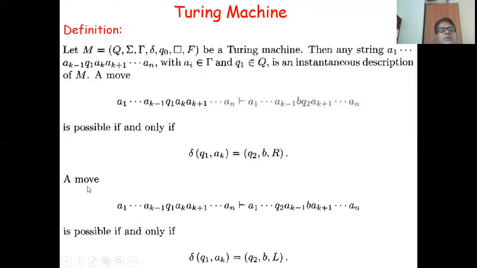Similarly, we define the left move. A move A1 ... AK minus 1 Q1 AK plus 1 ... AN gives A1 ... Q2 AK minus 1 B AK plus 1 ... AN. This is possible if and only if we have the transition function delta Q1 AK is equal to Q2 B L. So Q1 is reading AK, it replaces AK by B and moves left. So this is the left move and this is the right move.